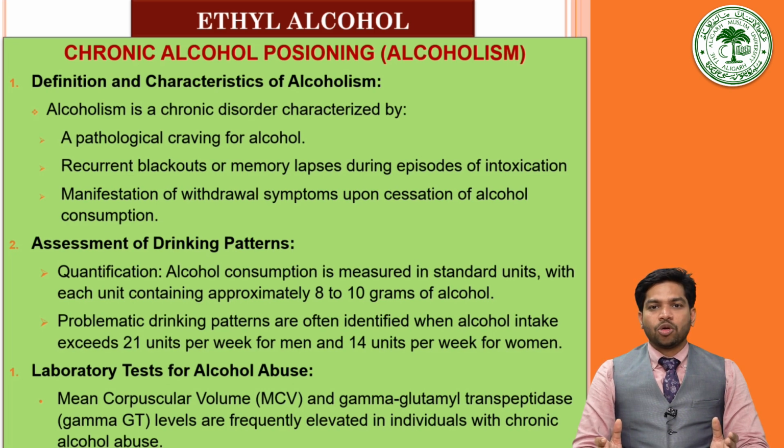Laboratory tests for alcohol abuse are the mean corpuscular volume and the gamma glutamyl transpeptidase. They are elevated in individuals with chronic alcohol abuse. Gamma glutamyl transpeptidase is a marker of alcohol, seen in chronic alcoholic intoxication.